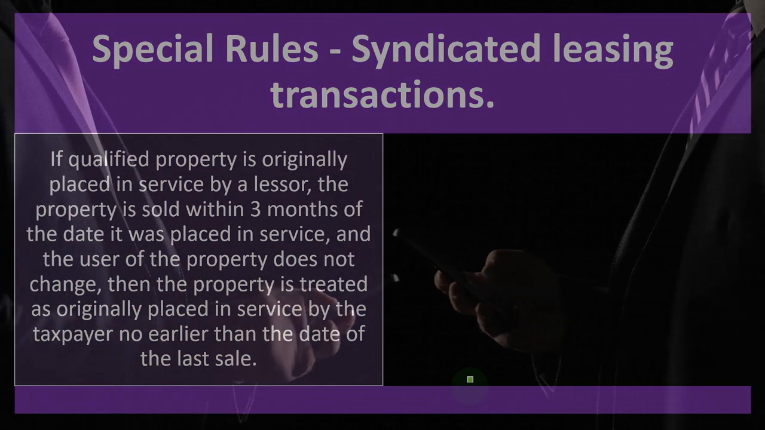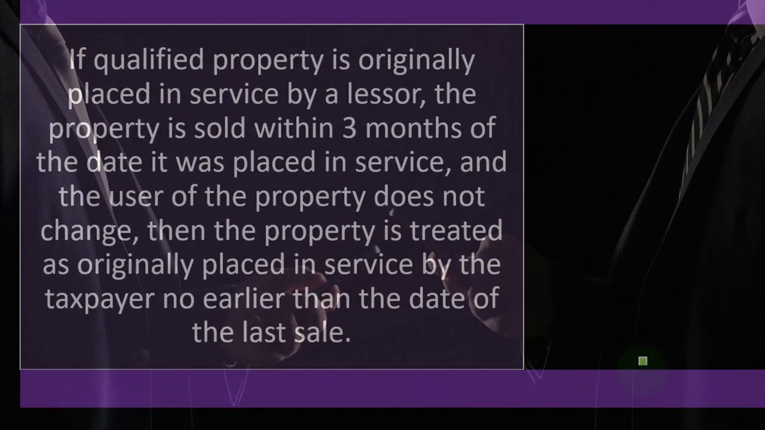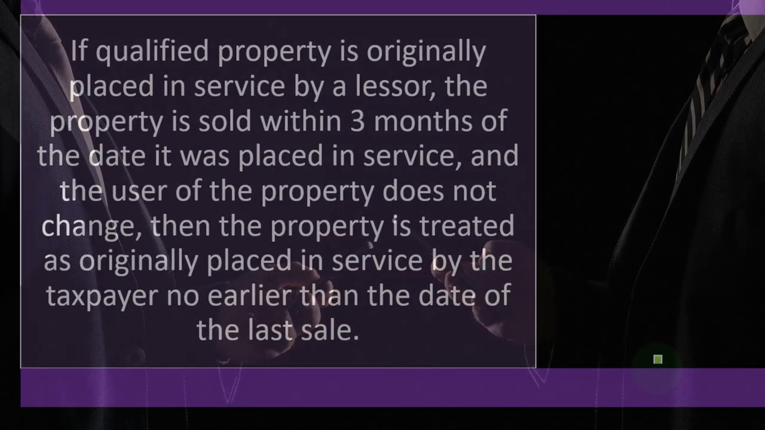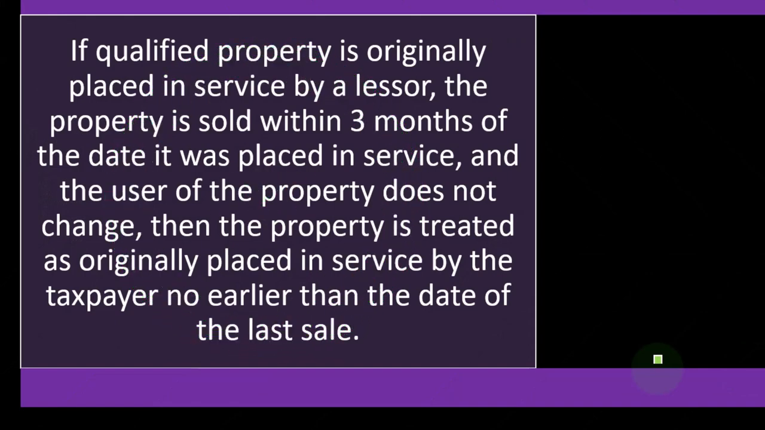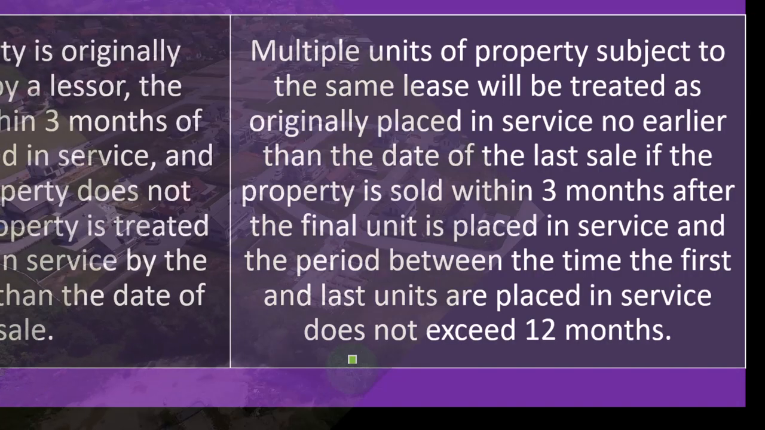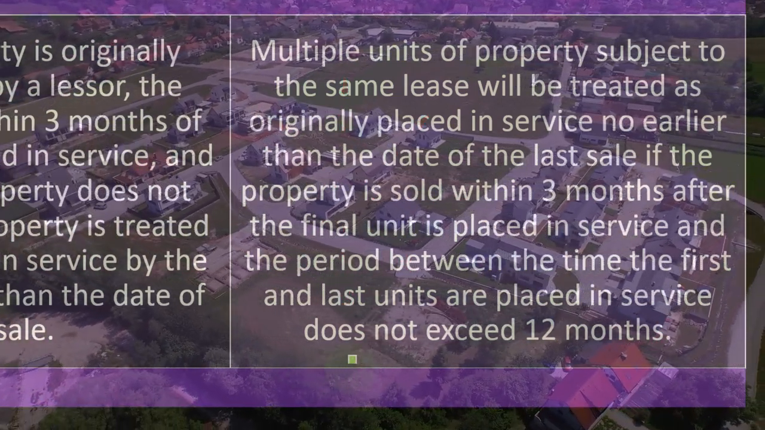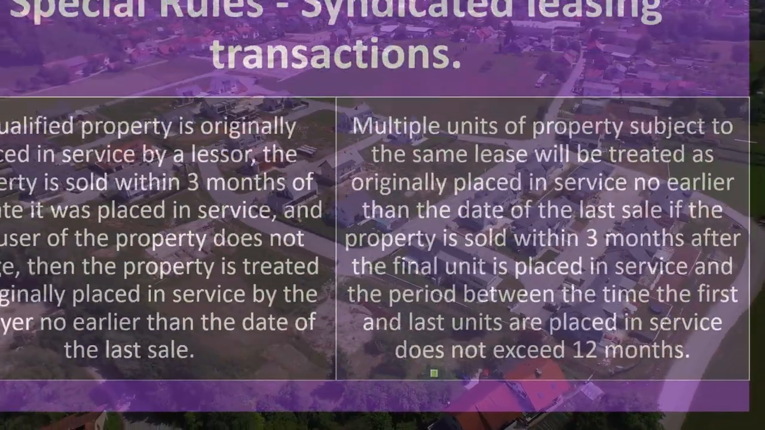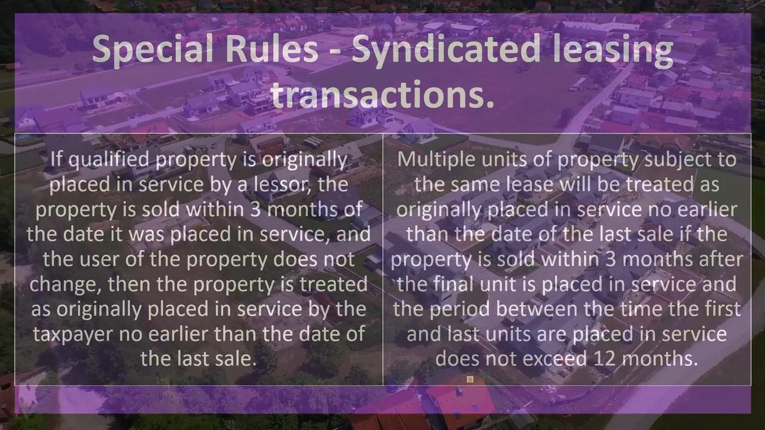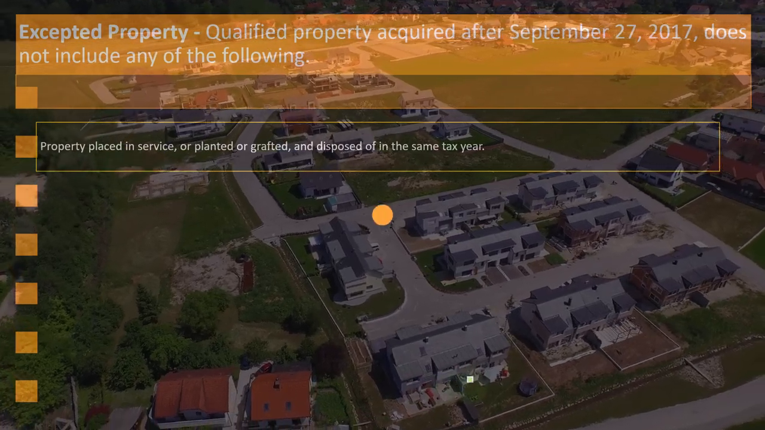Special rules. Syndicated leasing transactions. Again, I'm going to go through this fairly quickly because this is a special type of situation. If qualified property is originally placed in service by a lessor, the property is sold within 3 months of the date it was placed in service, and the user of the property does not change, then the property is treated as originally placed in service by the taxpayer no earlier than the date of the last sale. Multiple units of property subject to the same lease will be treated as originally placed in service no earlier than the date of the last sale if the property is sold within 3 months after the final unit is placed in service and the period between the time the first and last units are placed in service does not exceed 12 months.